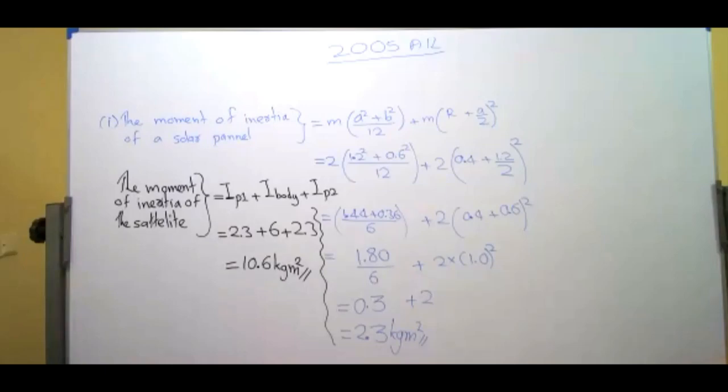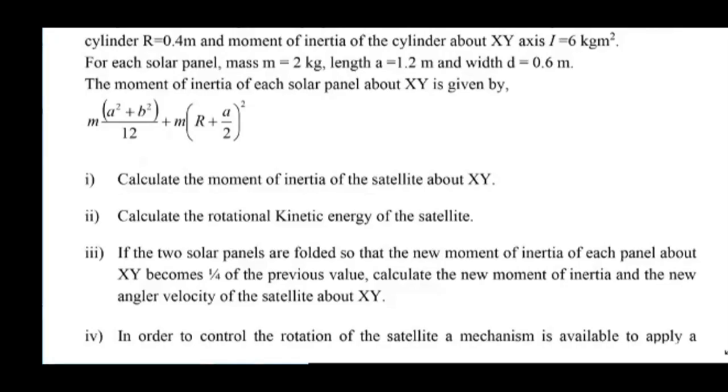Right. What about the second question here? This is the answer for Roman number 1. That is, they asked us to find the moment of inertia of the entire satellite. We did it. The second question, Roman number 2: calculate the rotational kinetic energy of the satellite. I think you are able to see the question.